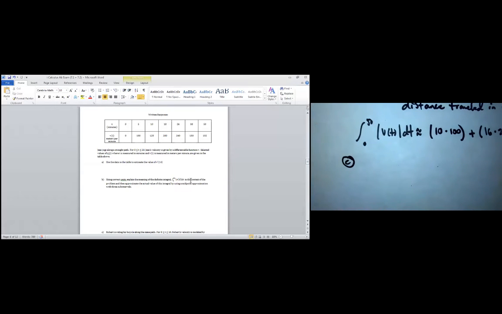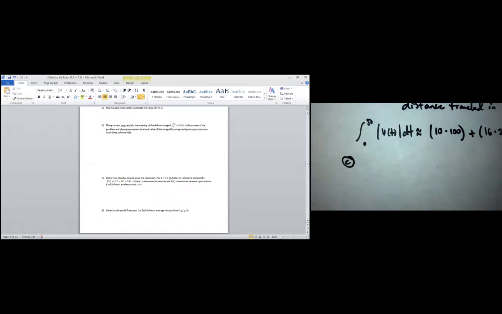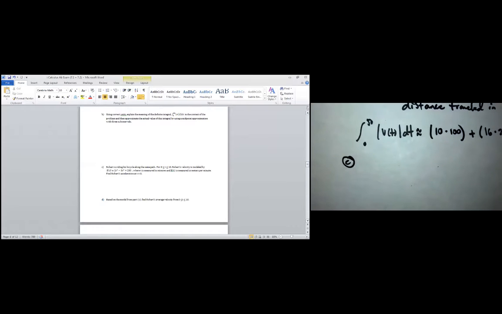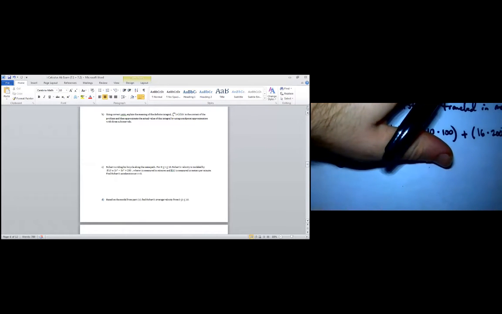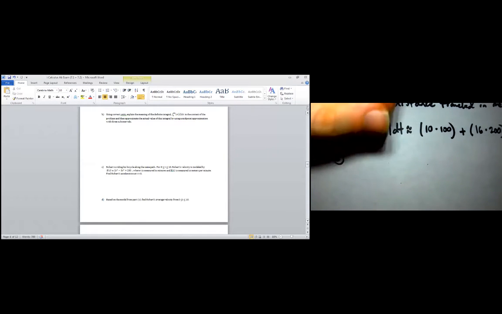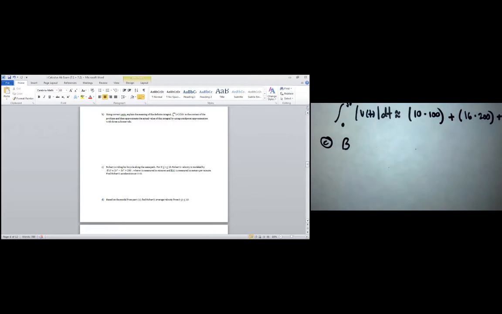Okay, part C. Robert's riding his bike along the same path for 0 to t to 10. Robert's velocity is modeled by such and such. Find Robert's acceleration at 5. We did a problem very similar to this. It was called Jeff jogs, now Gene's jogging. So this should sound pretty familiar to you. What do we need to do in this case? To find the acceleration given the velocity, what are we looking for? Second derivative? Correct, but what did they give us? The first derivative. So I just need to derive it once, right?